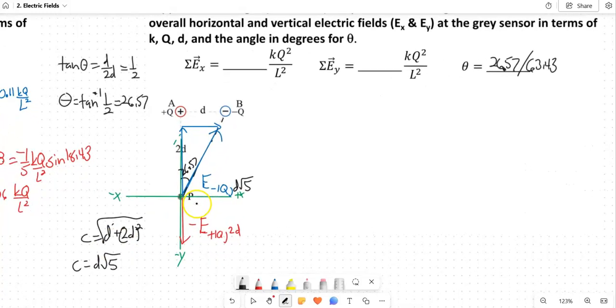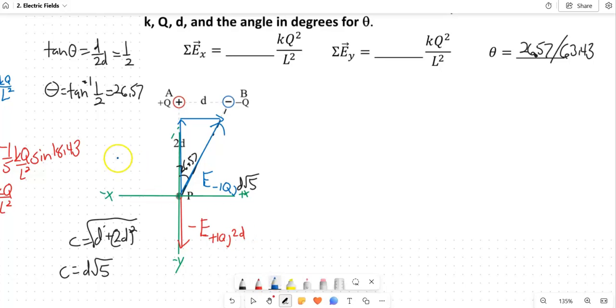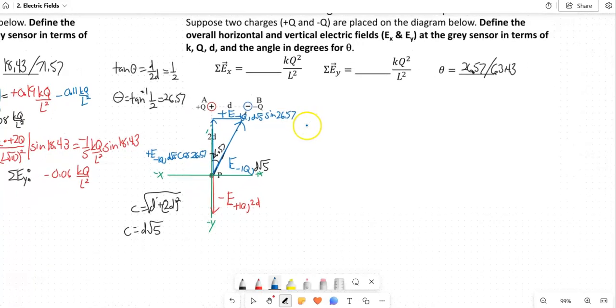Okay. Now to write this, I'm going to give myself a lot of room, hopefully. It's going to be pointed upwards, and it's going to be the electric field due to the negative 1q, comma, d square root of 5 cosine of 26.57. This side is going to be pointed to the right, and it's going to be the same hypotenuse, but it'll be the sine of 26.57.